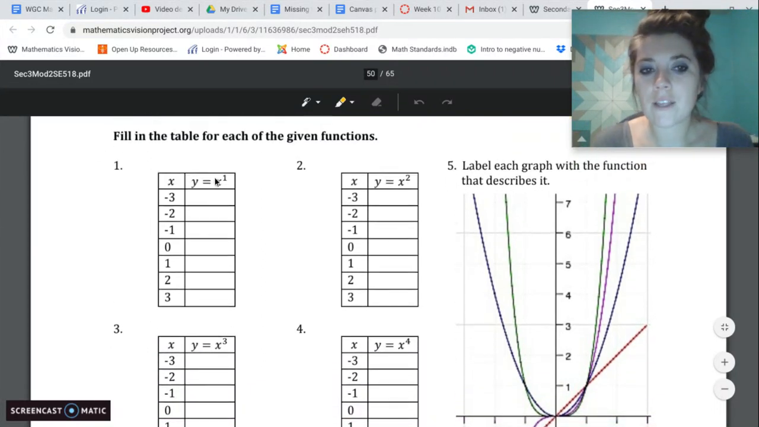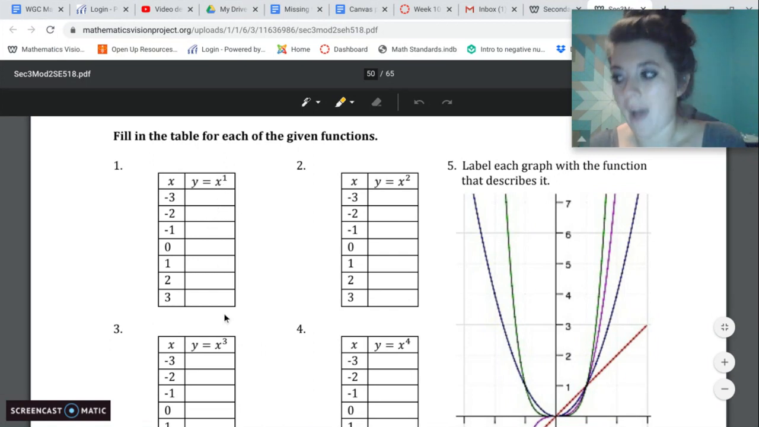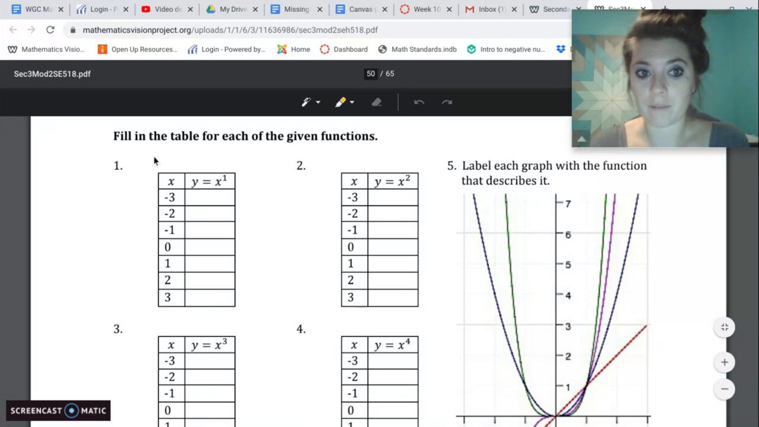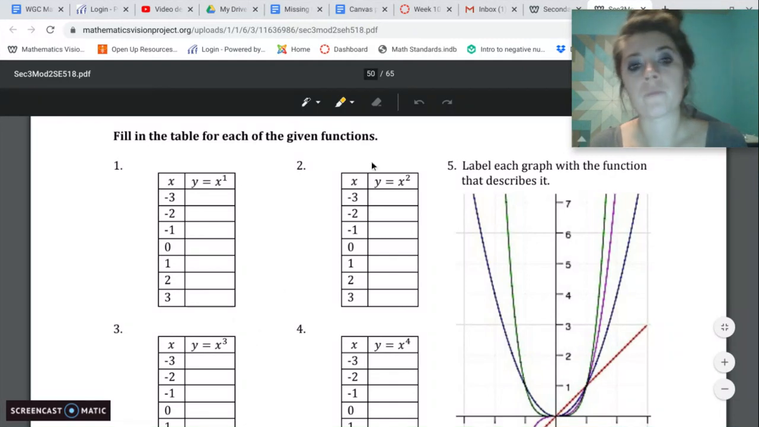So we have x to the first power. Hint, x to the first power just means whatever your x value is, your y value is the exact same thing. So it's giving you the answers in the problem.